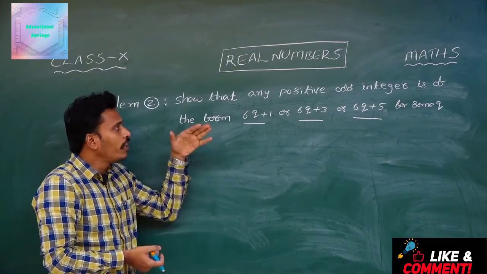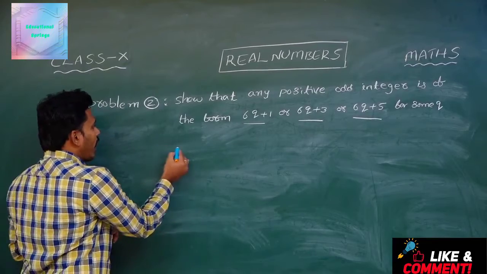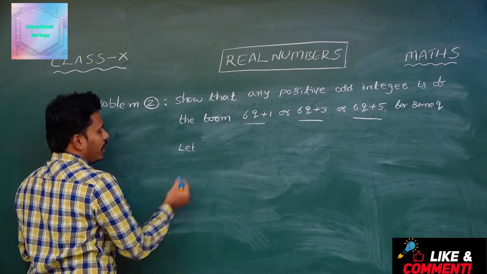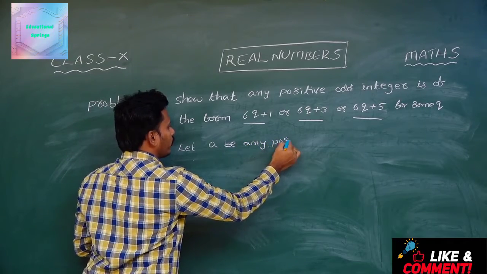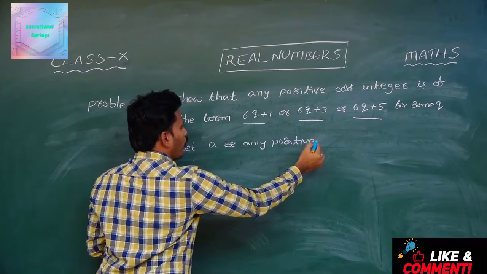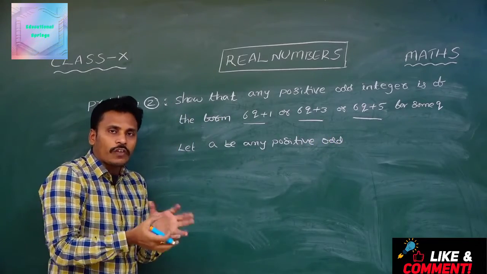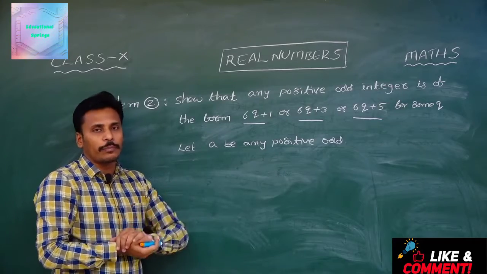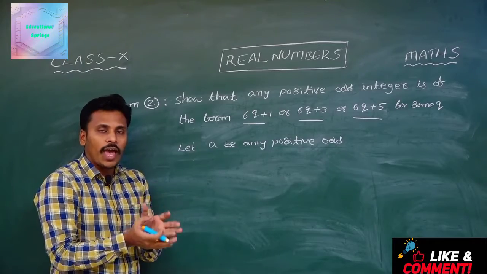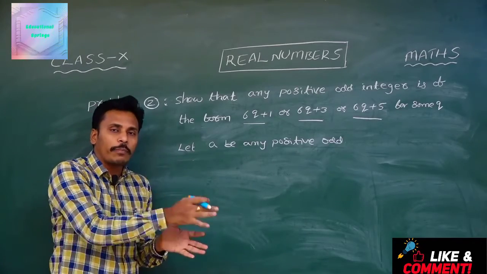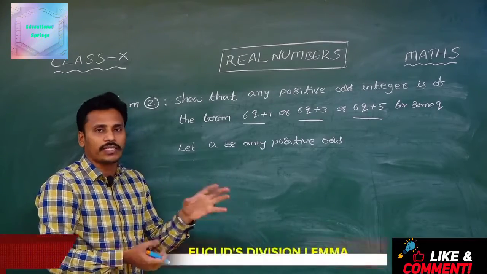To prove it, we need to start with any positive odd integer at first, and I am taking that positive odd integer as a. Let a be any positive odd integer. Then to start with Euclid's division lemma, as we discussed in the previous problem, we need two integers at first, like a comma b. If you have a and b in your hands, then by applying Euclid's division lemma, we have such a representation like a equals bq plus r, right?